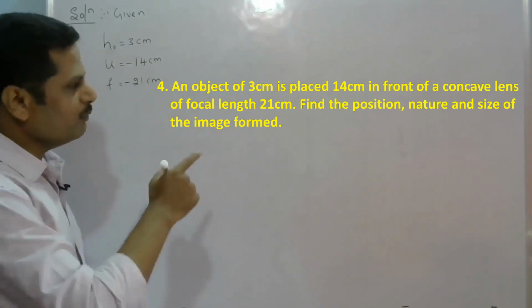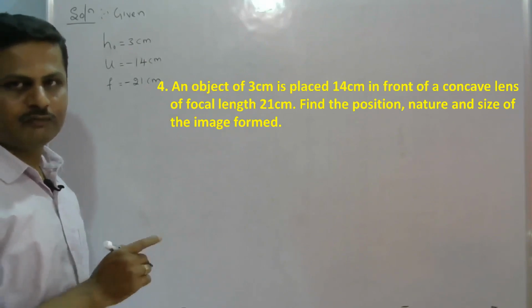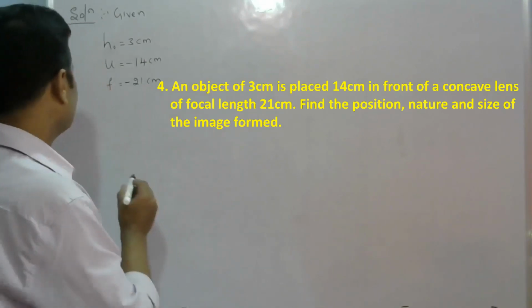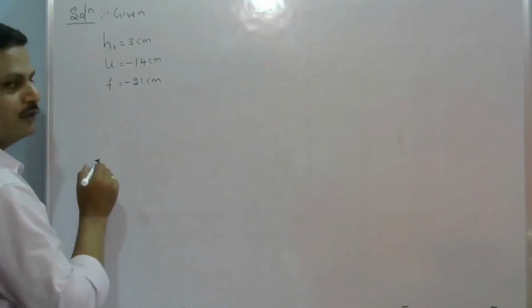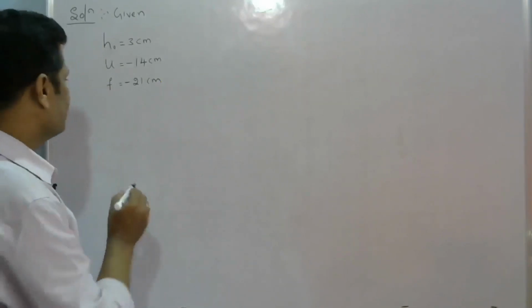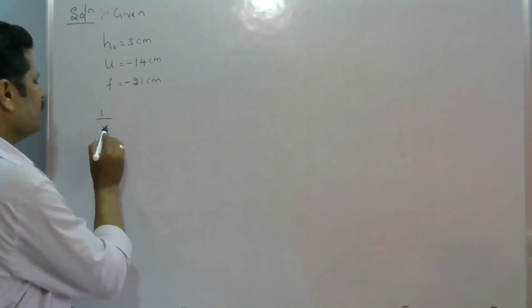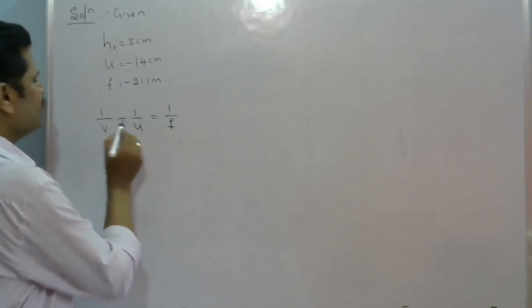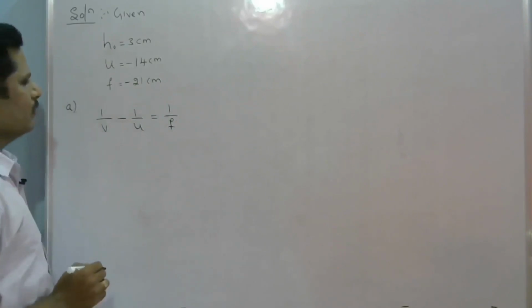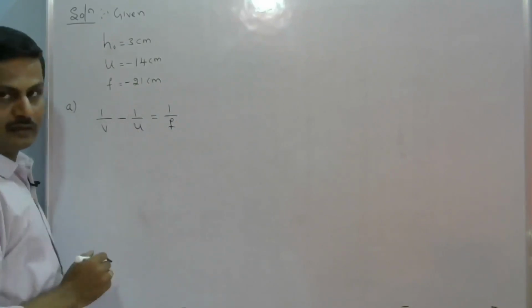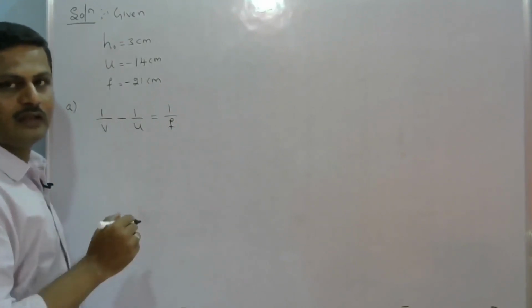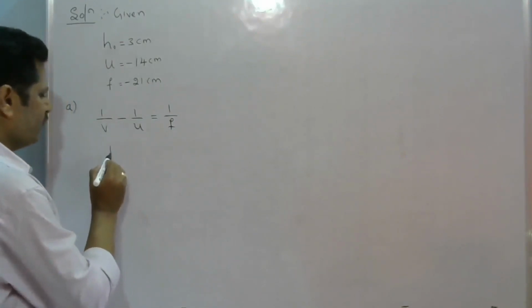What is our aim? Our aim is to find out the position of the image, nature of the image, as well as the size of the image. So let me find out the position first. To find out position, we know the thin lens formula, that is 1 by V minus 1 by U is equal to 1 by F. This is the thin lens formula. So let me make V the subject of the formula, because V is the position of the image.